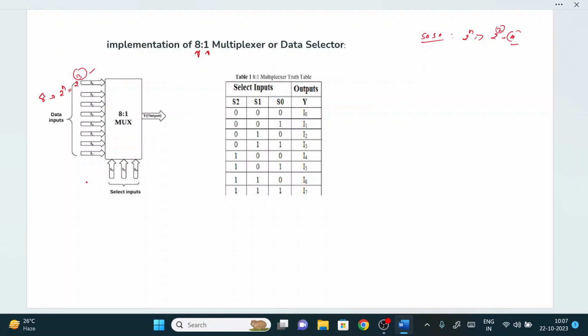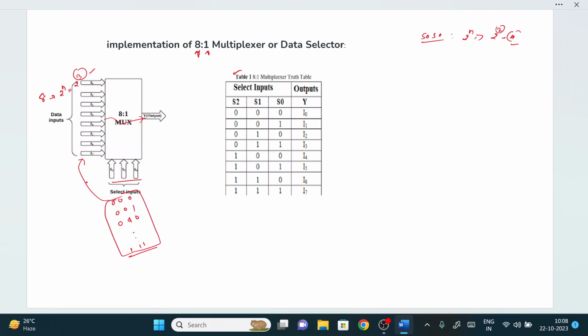We need to draw the truth table. Remember that the important role is played by the selection line, not by the input. Based on the selection line only, we are going to get the output. So 3 selection lines means how many possibilities? 0, 0, 0, 0, 0, 1, 0, 1, 0, like that up to triple 1. So based on the selection line only, any one of the inputs will be routed as the output value. Here the selection line plays the more important role than your input values.